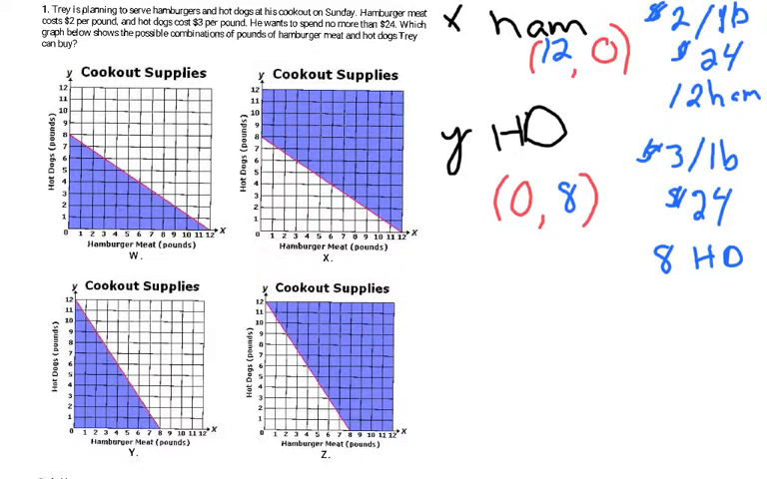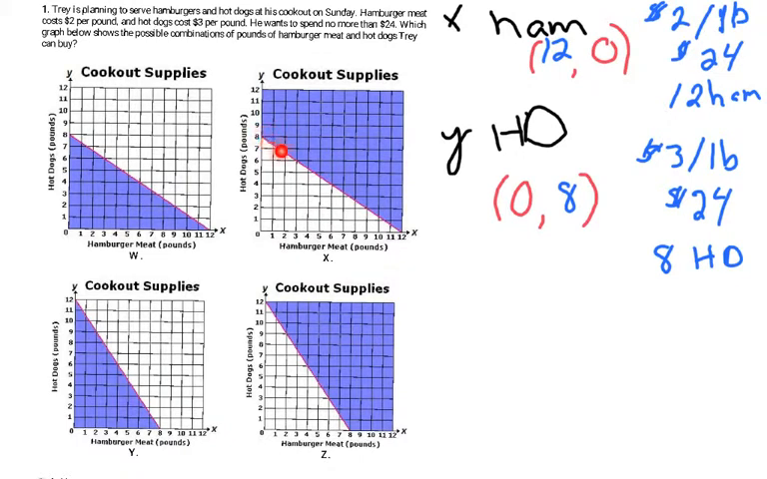So that means I just found my X and Y intercepts. So I'm going to go ahead and find the lines that have these coordinates. So if I go over here, I can have 8 hot dogs, 12 hamburgers. Okay, so this one's good. So this one has the right line. So once we find the ones with the right line, we'll go back and talk about whether we want to shade above or below.